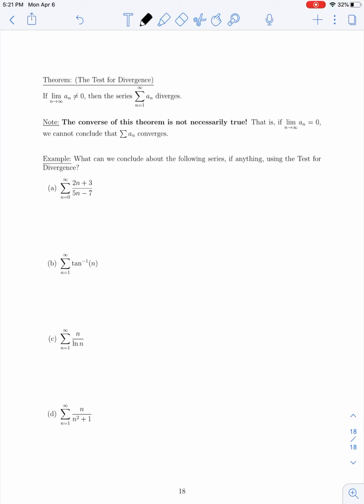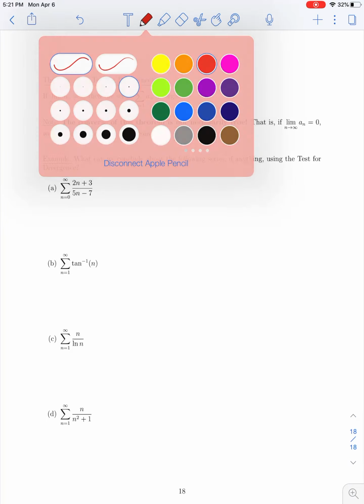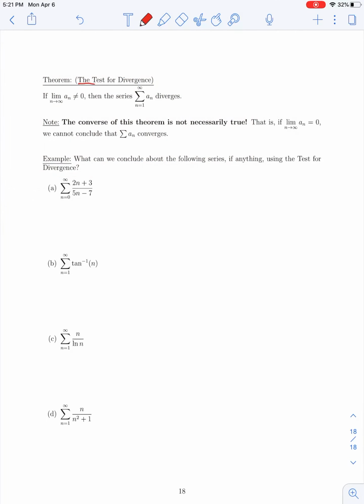So throughout Chapter 5, we're going to learn several different tests for convergence or divergence. And usually one aspect of this material that students struggle with is they ask, well, which test should I be using? And a good recommendation is for any series, the very first test that you would want to try is this test for divergence. And here's what this theorem says.